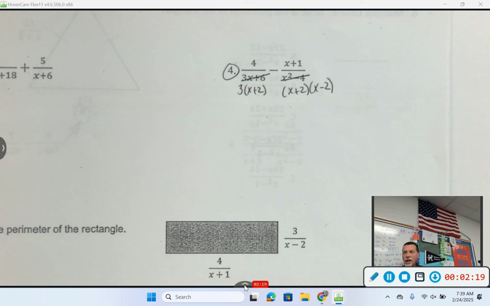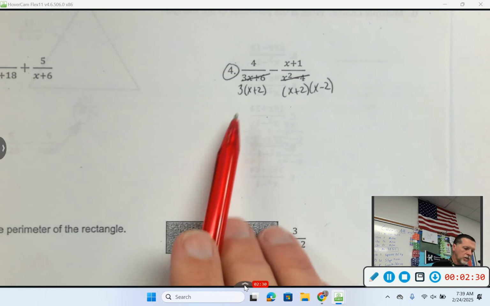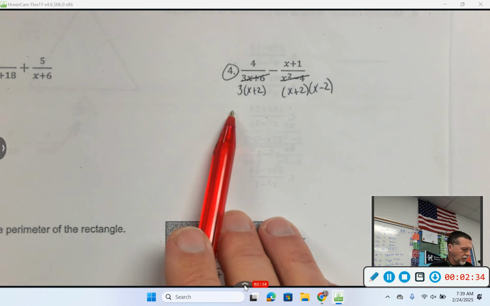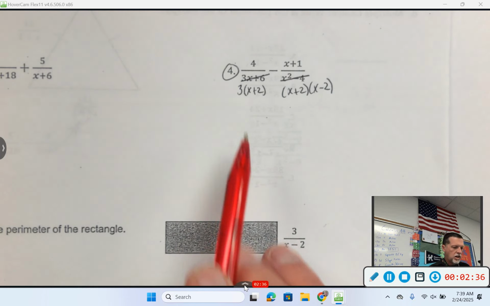So now I don't have to multiply them by each other. They're still both missing some things. But when you factor it, then it's just a matter of building them up so that they have the same denominator. So what does that first denominator need in order to match what the second denominator has? An x minus 2.